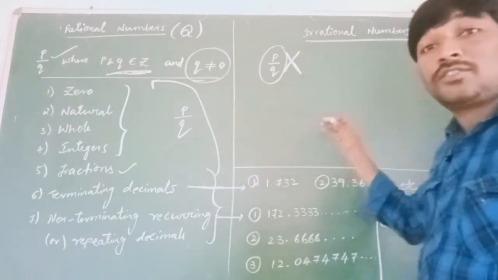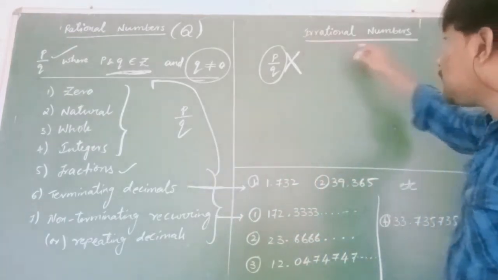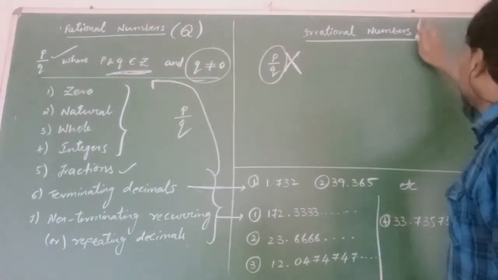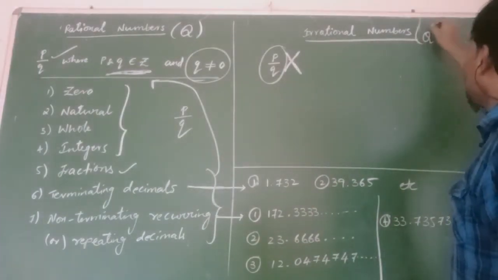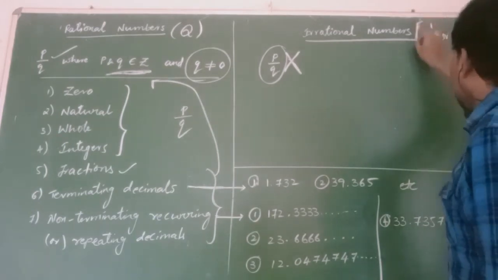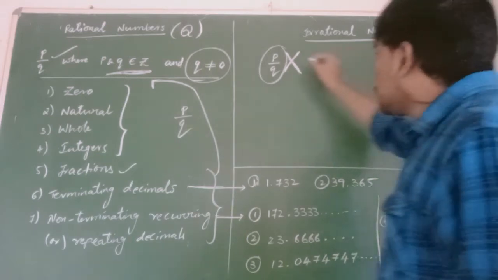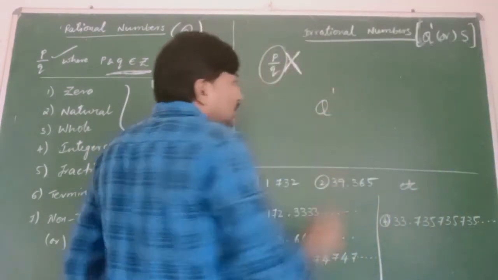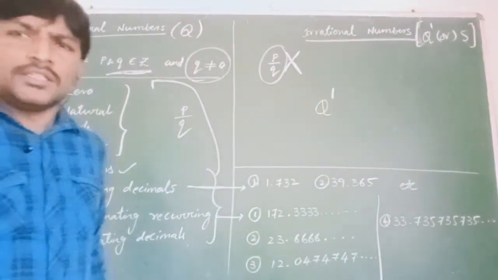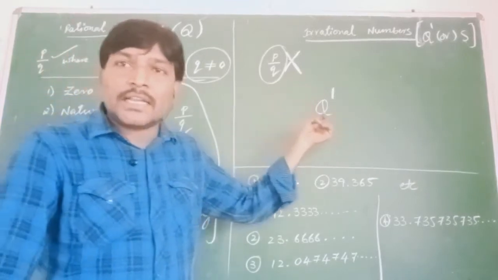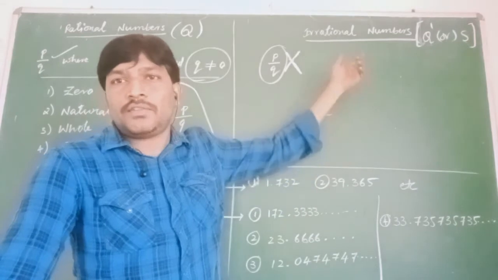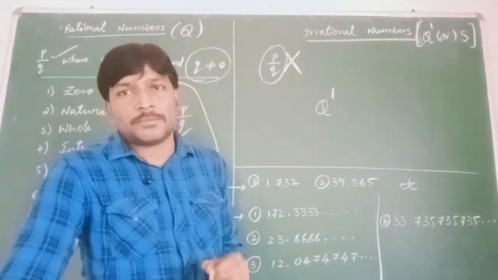And what are the different sets of numbers we'll get here? Before that, these irrational numbers are represented by the letter Q dash, or sometimes with an S. This Q dash, it is called dash, so that means it's a not. It represents not Q, not Q. Or sometimes some other letter also will represent, that is S.